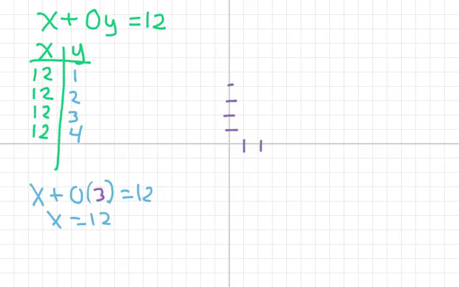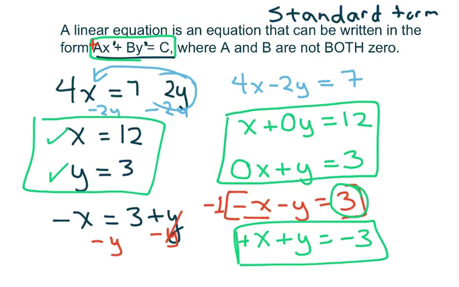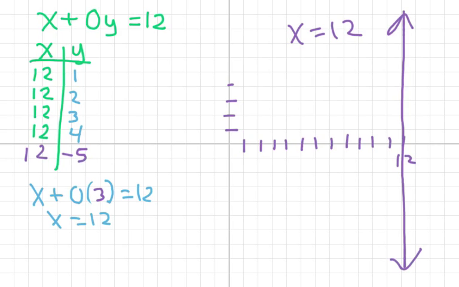So I go to 12. Here's 12. And I draw a vertical line. And that's that equation. So that is x equals 12. It's always going to be 12 no matter what my y is, even if that was negative 5. When you plug it in, it's going to zero out. Okay, the next one we have is 0x plus y equals, what was it? 3. Okay.